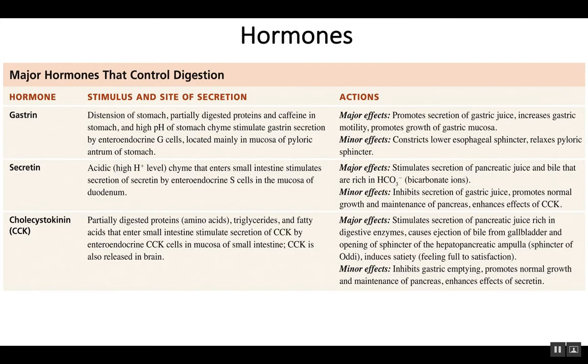Here's a nice table summary of these three major hormones. So these are the big three hormones for your digestive system: gastrin, secretin, and cholecystokinin. The most important information on this table are the major effects. The major effects of these three hormones.